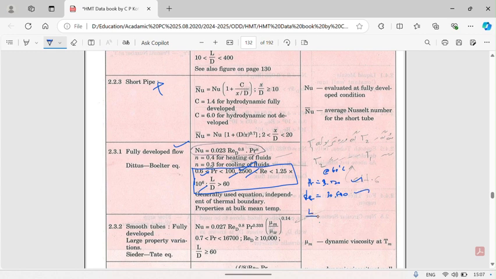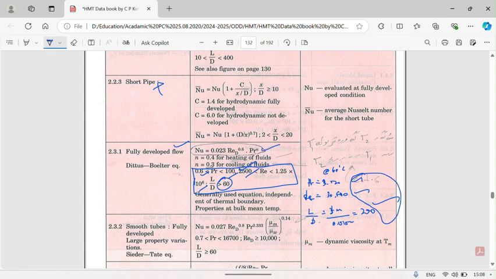Next, you are going to find L by D. L is equal to 3 meter divided by 0.015 meter diameter, which is equal to 200. So L by D is greater than 60, and the third condition is also satisfied. After the three conditions are satisfied, you may choose the appropriate Nusselt number.